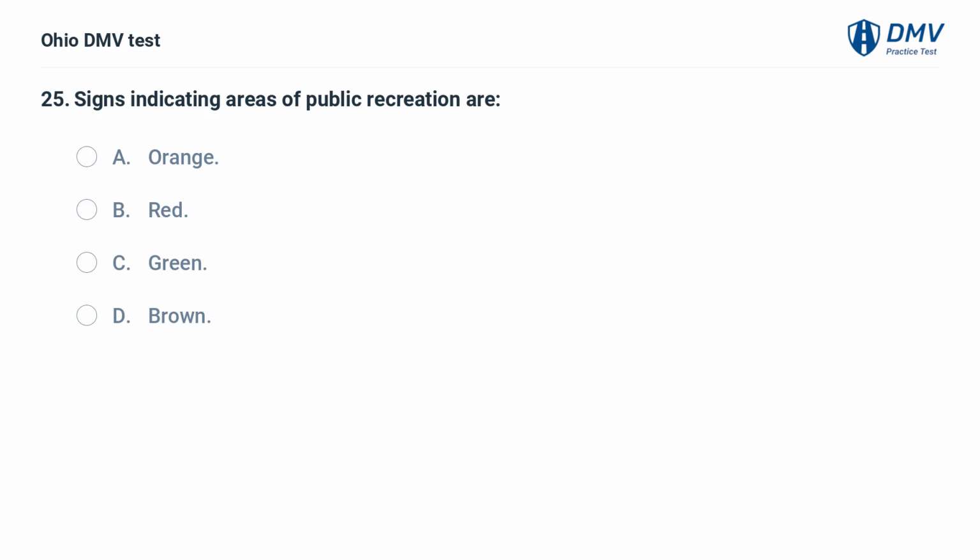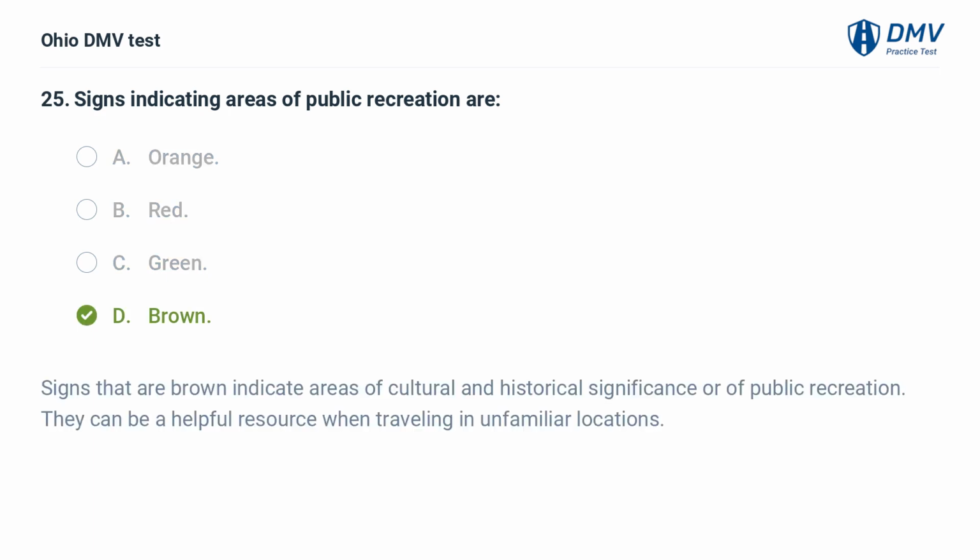Signs indicating areas of public recreation are: A. Orange. B. Red. C. Green. D. Brown. D. Brown. Signs that are brown indicate areas of cultural and historical significance or of public recreation. They can be a helpful resource when traveling in unfamiliar locations.